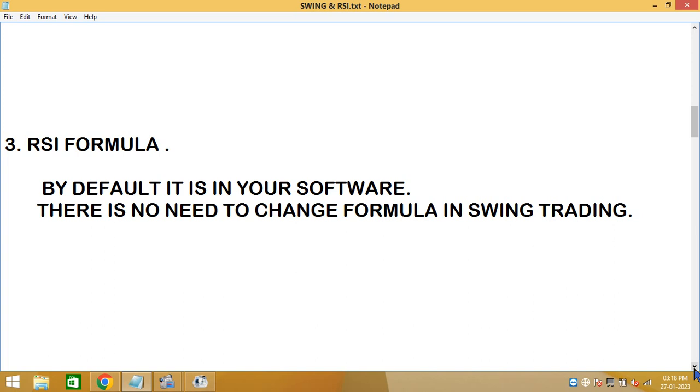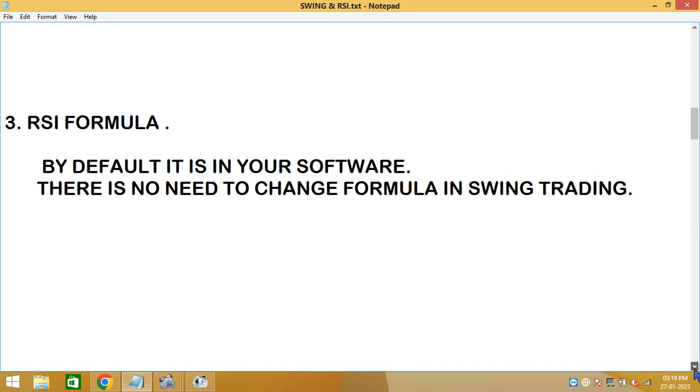Now, the RSI formula, as I said, is by default in your software. Whatever software your broker has given you, it is already embedded there. You need not change it. If you want to change it, you should be a highly skilled trader and have full knowledge of the trading charts, candlestick charts, line charts, or whatever indicators you use along with RSI. Then only should you change the formula. Otherwise, let the default setting be there and you need not worry about the RSI formula at all.